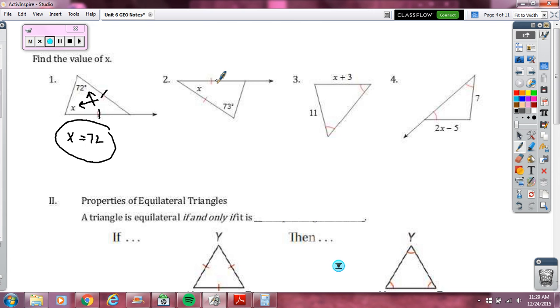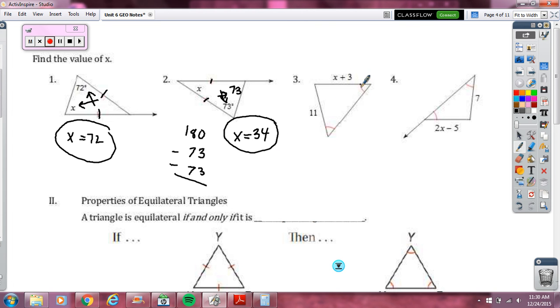Here we've got a little bit trickier. I see the little markings and I know, ooh, an isosceles triangle. If this is 73, then this guy over here is 73, and then it's back to what we learned on day 1, where in total, the angles of the triangle are 180. If I take away 73 and then take away another 73, that's going to leave me with 34 left over. So x equals 34.